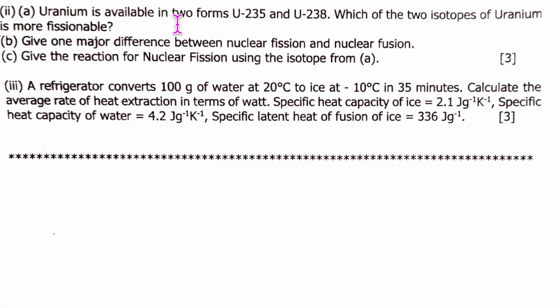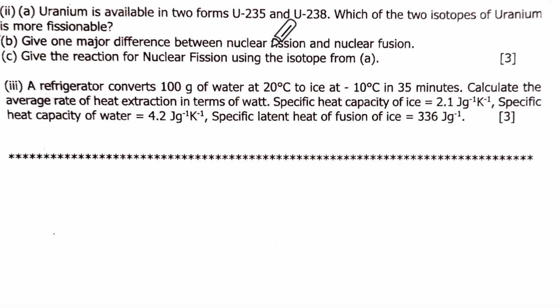Now uranium is available in two forms. Can you read that while I drink water? Uranium is available in two forms, uranium-235 and uranium-238. Which of the following isotopes of uranium is more fissionable? So this is a direct question. You know which one it is.